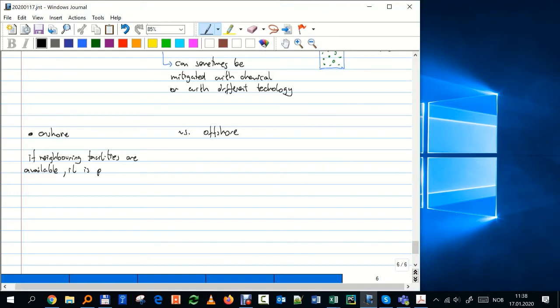it is possible to produce from a few wells, gather more information, and then plan the field better.